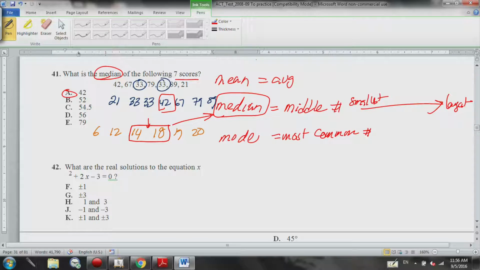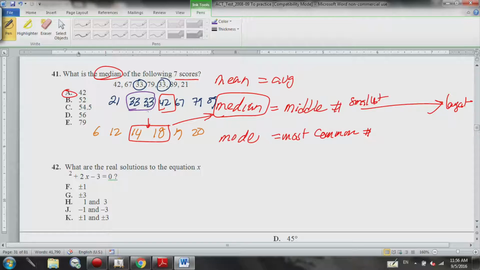Okay. So the mode is the most common number. In this case, the mode of this set of numbers happens to be 33 because there are two 33s. For a given set of numbers, there could be no mode. In other words, if each number only shows up one time in the set, then there's no mode. There's no most common number.